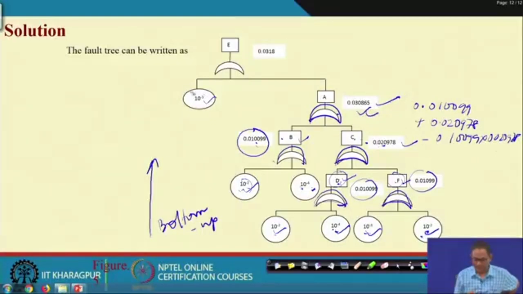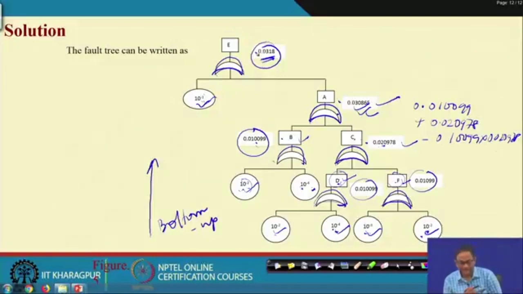Similarly, now you know this probability, you also know this gate A probability. Again, an OR gate is there. So, this plus this minus this into this will give you this. So, in this particular oven example, the probability that the burner will fail to run or fail to burn is 0.0318. That means we are expecting that if you run the oven 100 times, 3 times it will not burn. It is quite high in that sense.